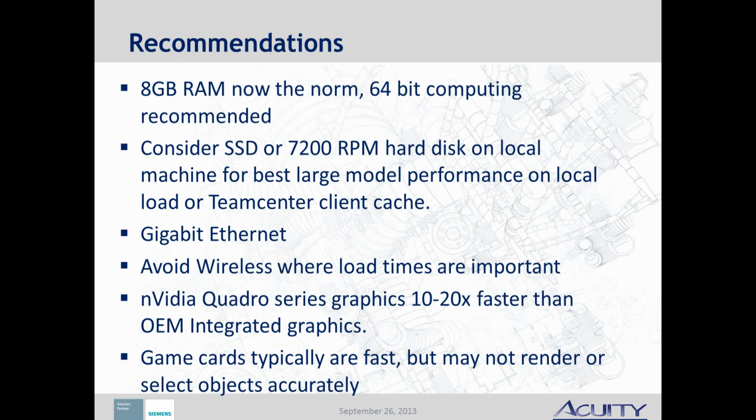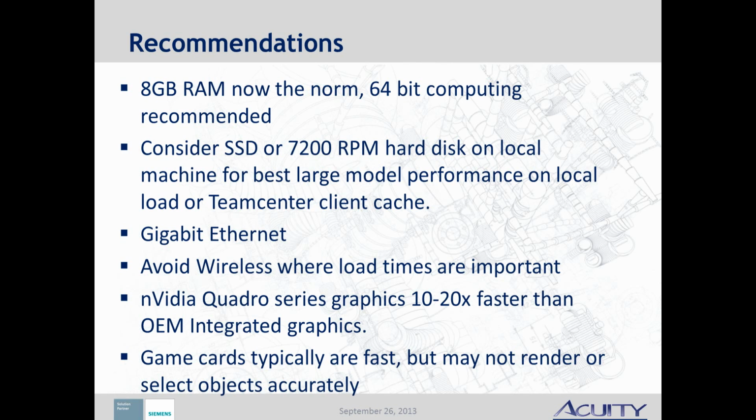If you're transferring data over the network, which a whole lot of people are, Gigabit Ethernet's kind of the minimum recommendation now. All this stuff runs on 100T, but the file sizes and transfer sizes are getting big enough that it should be running gigabit. Avoid wireless where load times are important.